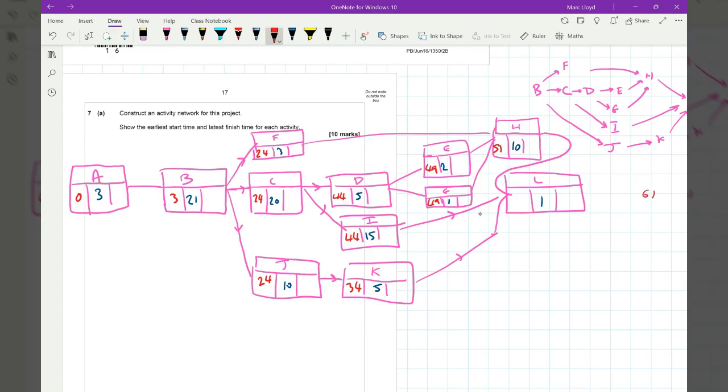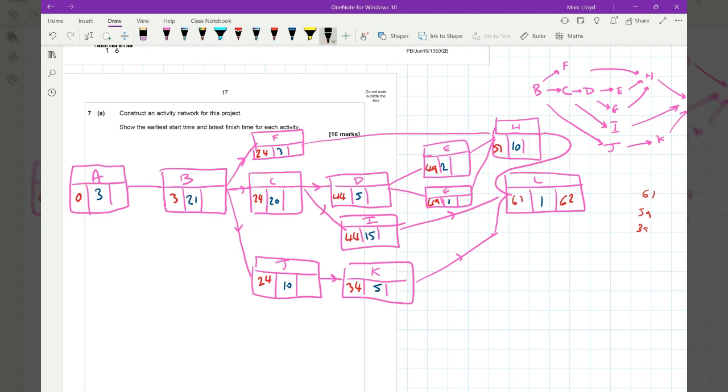We've got I coming in there. 44 plus 15 is 59. 34 plus 5 is 39. So 61 is the earliest that L can start. It takes a minute, so it's 62. And now we have to work backwards through the grid. Okay, so now we're going to take the journey backwards.